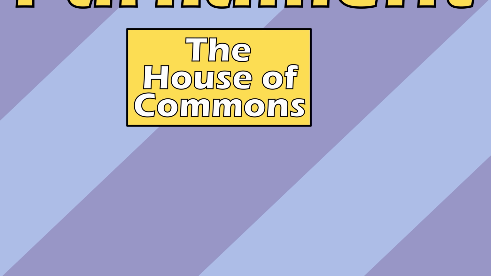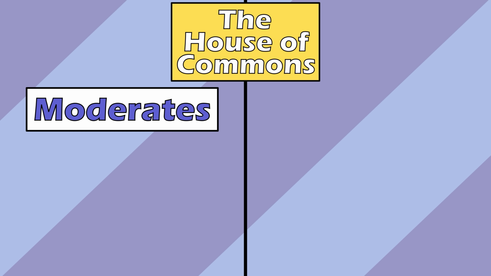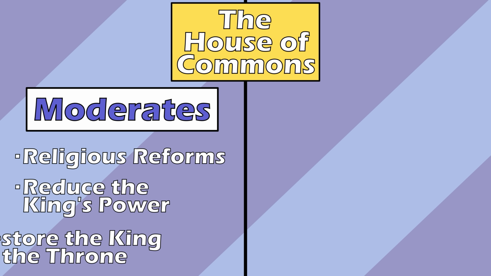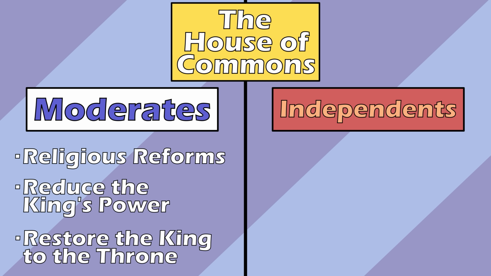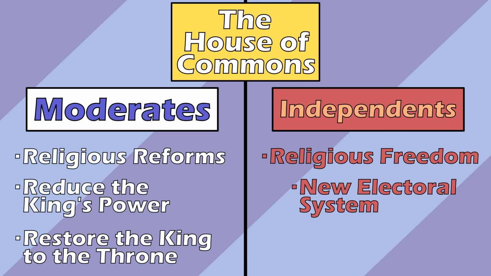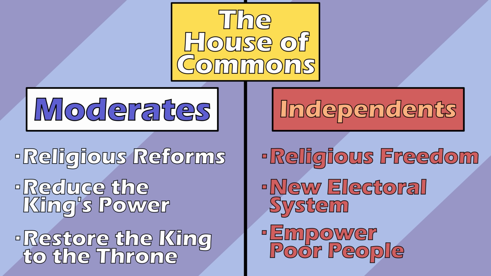the context of the Civil War, the House of Commons had been the ones driving the agenda. The Commons was split into 2 factions. The larger of the 2 was the moderate faction, who favored squeezing some religious reforms out of Charles, reducing his political power, and restoring him to the throne. The Independents, on the other hand, named after their desire for independence from the Church of England, wanted to go much further. They had a long list of demands, including a call for a brand new electoral system, where poor people were actually given the right to vote. A radical idea for the time.